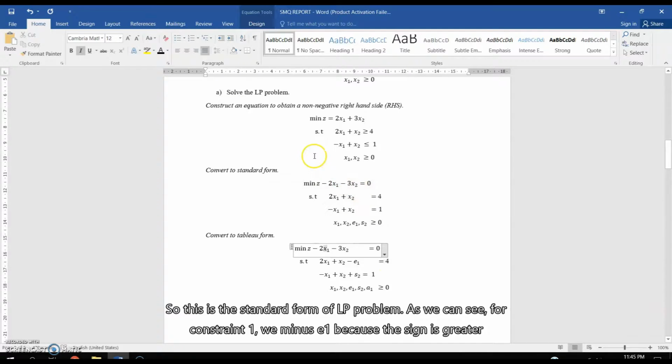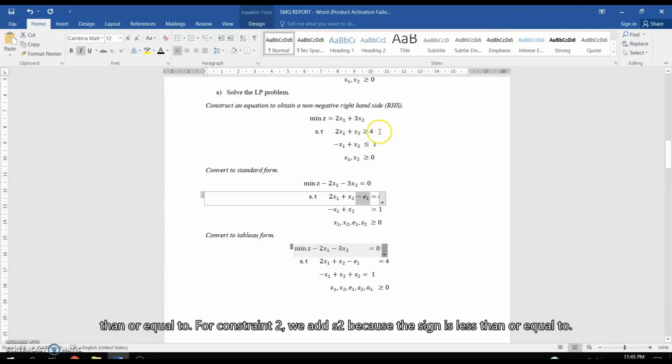As we can see, for constraint 1, we subtract E1 because the sign is greater than or equal to. For constraint 2, we add S2 because the sign is less than or equal to.